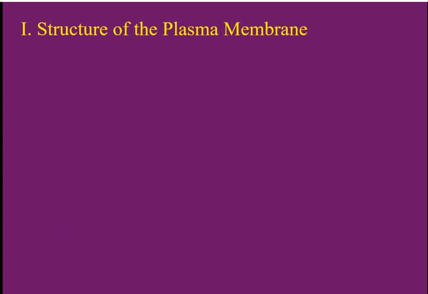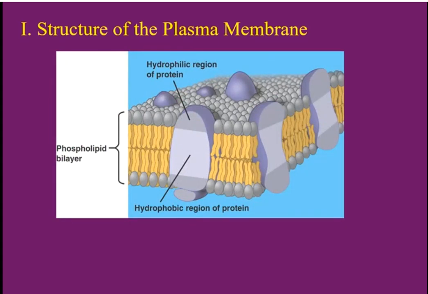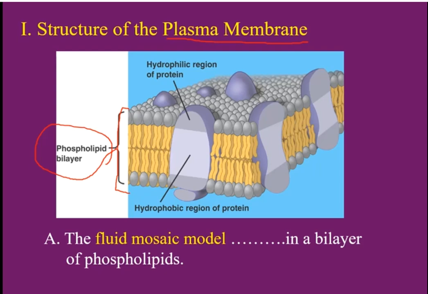Okay, the structure of the plasma membrane. We've alluded to this a little bit before. You might remember that we identified the plasma membrane as a very, very thin layer of lipids, so thin it's only 2 molecules thick. To be more specific, it's not just a lipid bilayer, it's a phospholipid bilayer. The model we use to describe this is called the fluid mosaic model. If you've ever seen a mosaic, it's a picture made of lots of little pieces. So the proteins are the mosaic.